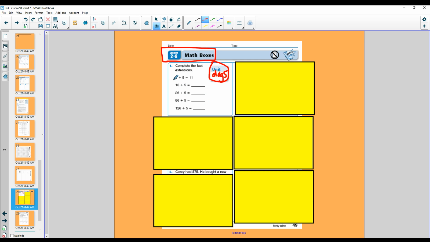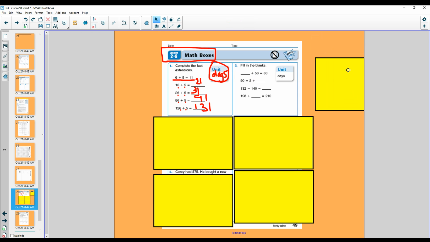All right, they give us the base fact, 6 plus 5. Notice that 6 and 5 are in each one of these. They are just 6 and 5. That's always going to equal 11. Okay, so here we have 11 plus 10 more is 21. Here we have 11 plus another 20 gives us 31. Here we get 11 plus 80 gives us 91. Here we get 11 plus 20 plus 100. We get 131. Those are your extension facts.